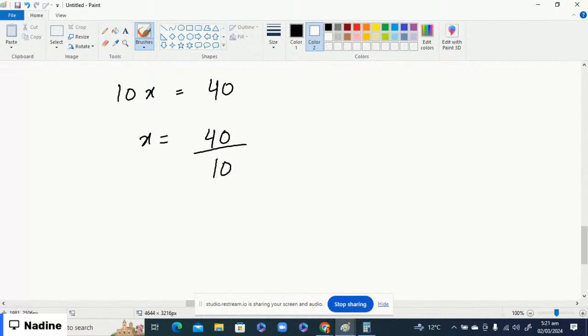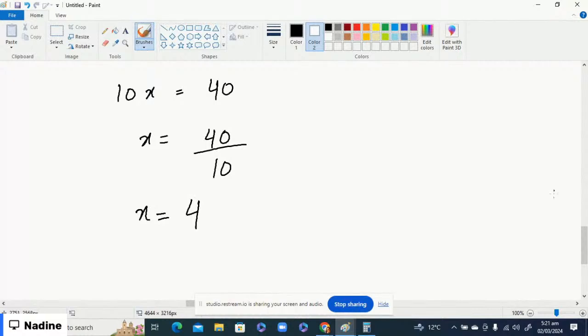So 10 times which number is 40? Anyone? 10 times 4 is 40. Okay. So 10 times 4 is 40. Here the answer is 4. As we know, when you put this answer in the question, you get 40 on both sides. Same thing. Okay.